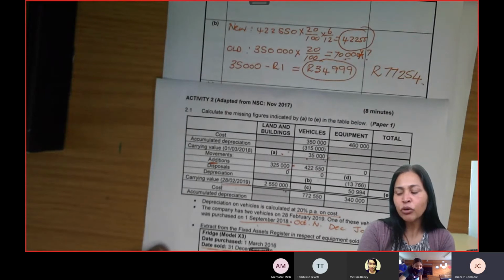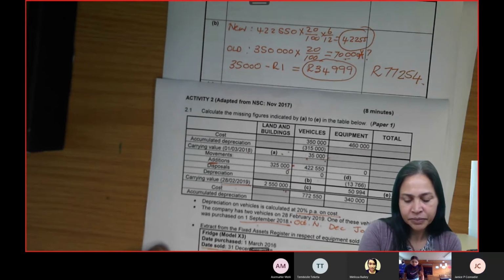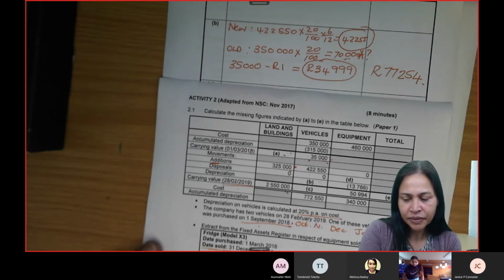I know we tend to overlook the part where it says fully depreciated. Yes? Miss, can you just explain where the R1 comes from and why we have to do that?